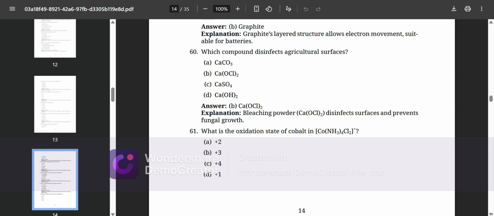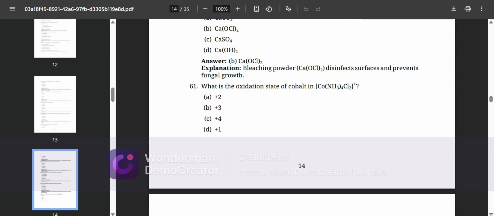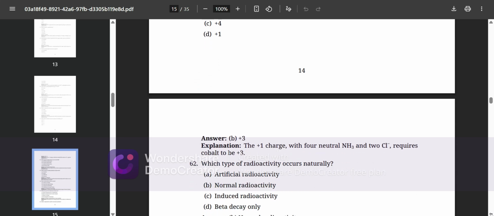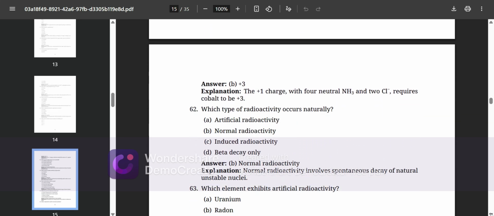Which compound disinfects agriculture surfaces? CaOCl2, bleaching powder. CaOCl2 disinfects surfaces and prevents fungal growth. What is the oxidation state of cobalt in [Co(NH3)4Cl2]+? Plus 3. The plus 1 charge, with 4 neutral NH3 and 2 Cl minus, requires cobalt to be plus 3.